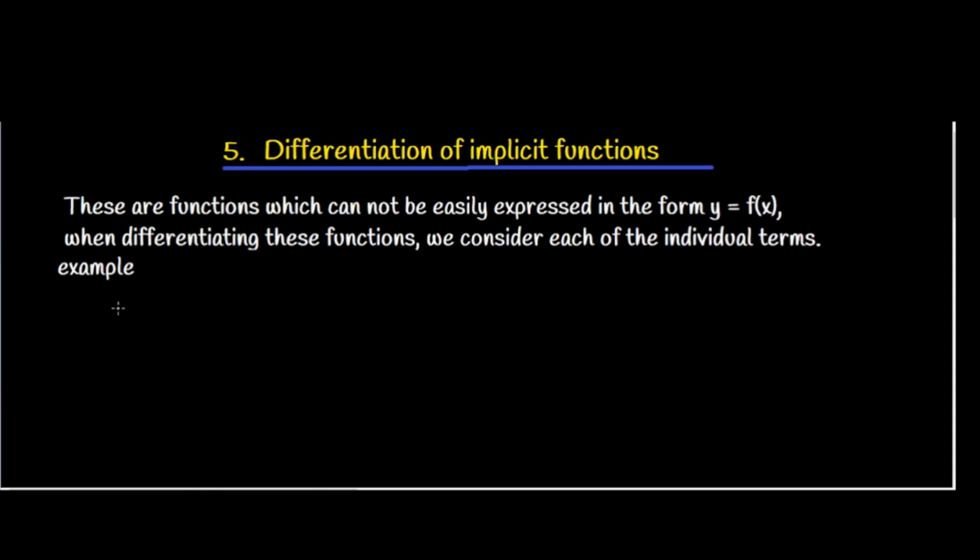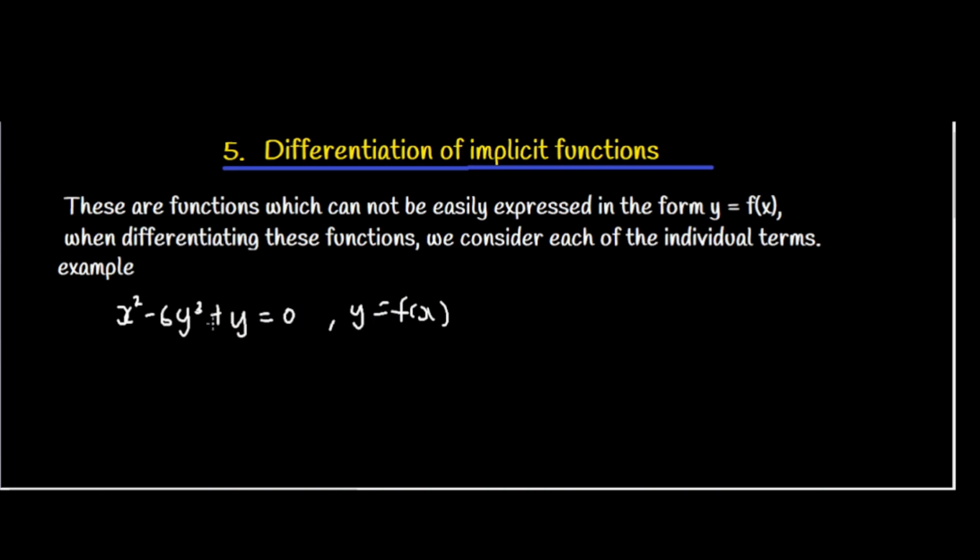Assume you have a function x squared minus 6y cubed plus y being equal to 0. You happen to note that even when you factorize out this y here, it is very difficult to put this function in the form of y equal to f(x), or putting the variable x on one side and having y being the subject. So how do you differentiate implicit functions?